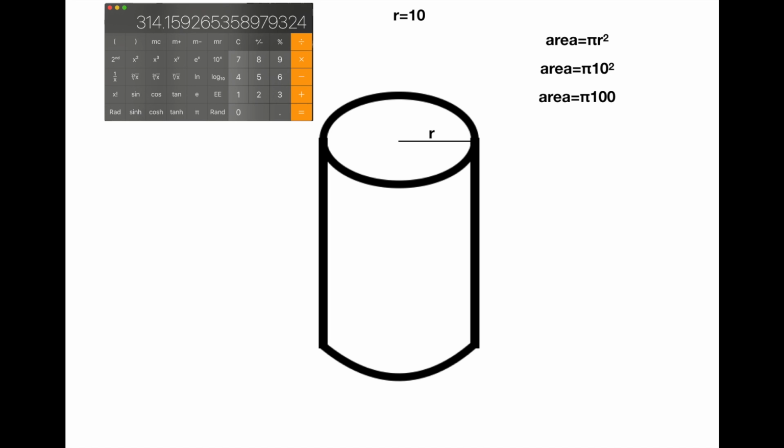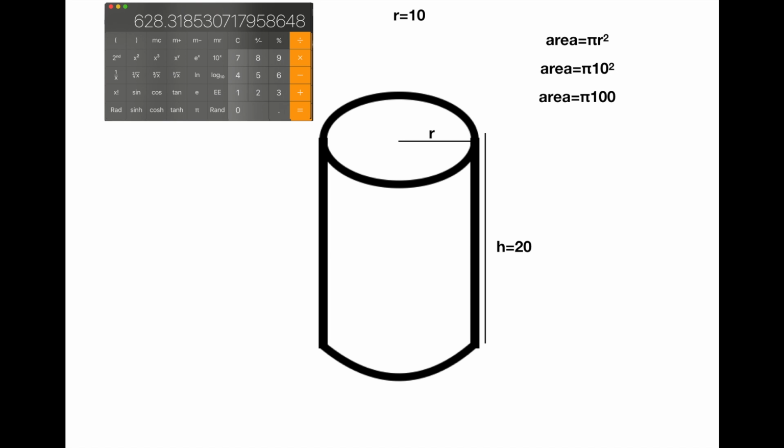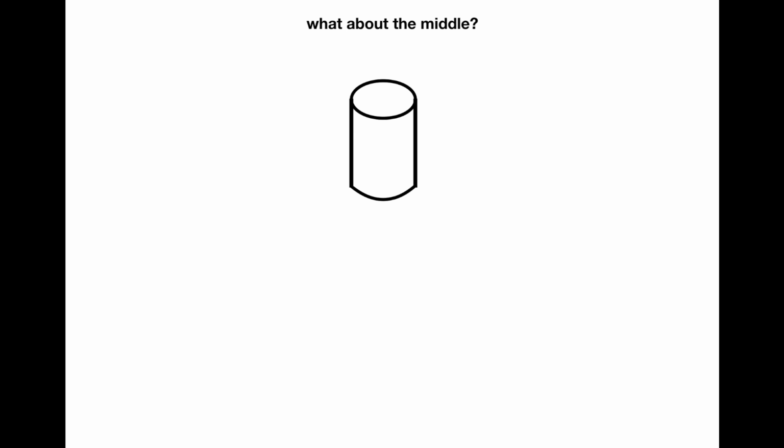That is 314.159. Okay. And there's a bottom circle, so the calculator is right now showing the amount of area both of the circles take up. And you have to know the height too, later, not now though. But what about the middle?